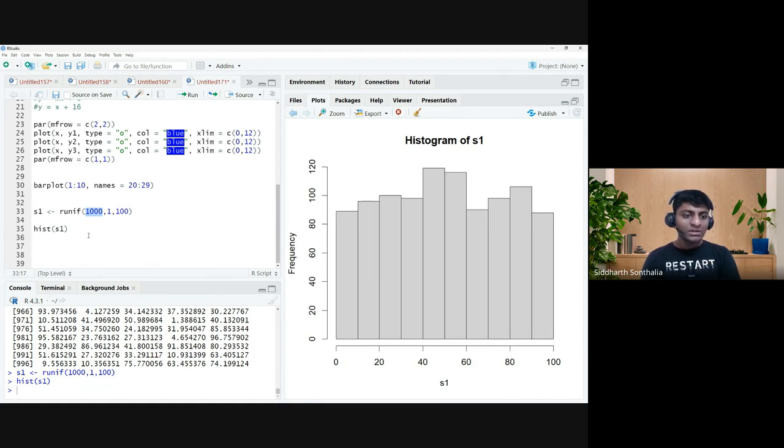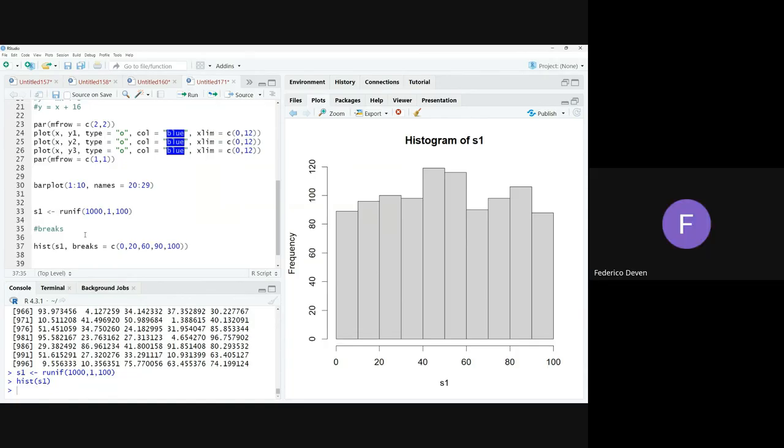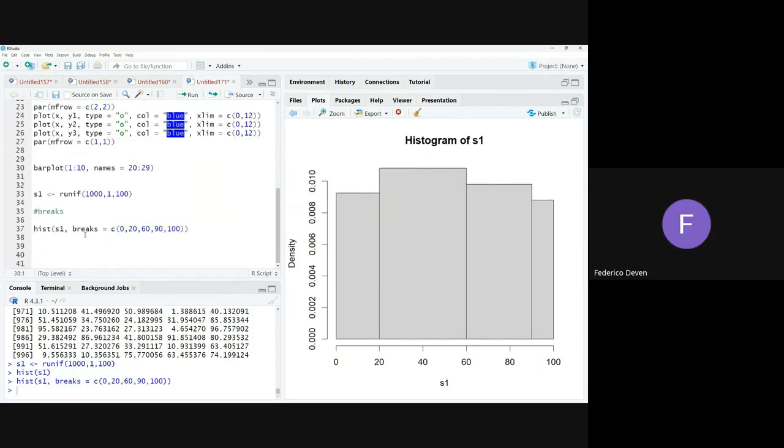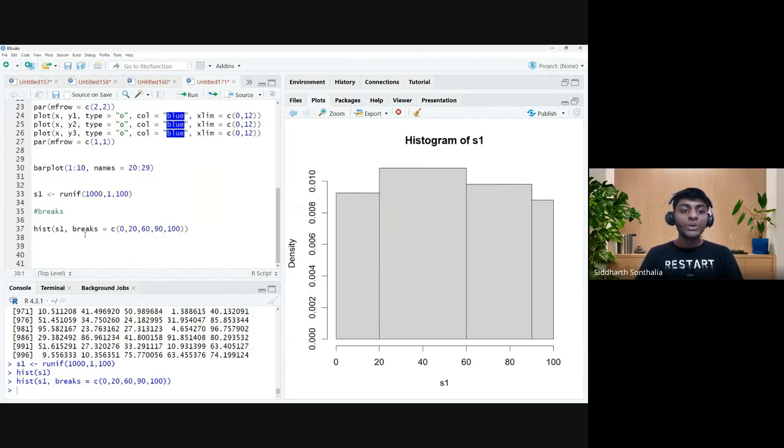Here I can use an argument called breaks. I can decide what the width of my bars should be. For example, I want the first bar to start at 0, the next bar to end at 20, the next to end at 60, the next to end at 90, and the last to end at 100. I make a vector like this. It will create the first bar between 0 and 20, the next between 20 and 60, the next between 60 and 90, and the last between 90 and 100. Now you see I have different widths for each of them.